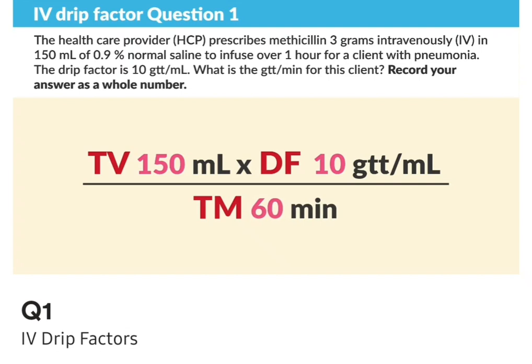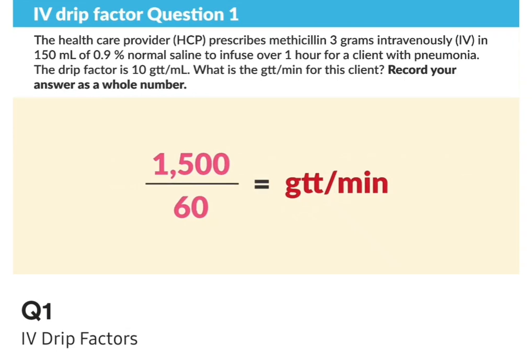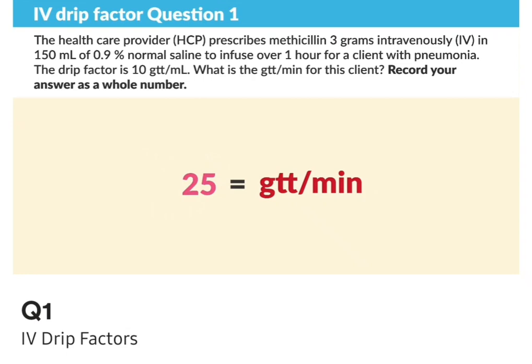Now, when we multiply the numbers, we have 1,500 over 60, right? Then we do simple division, and it's 25. So the correct answer is 25 drips or drops per minute.